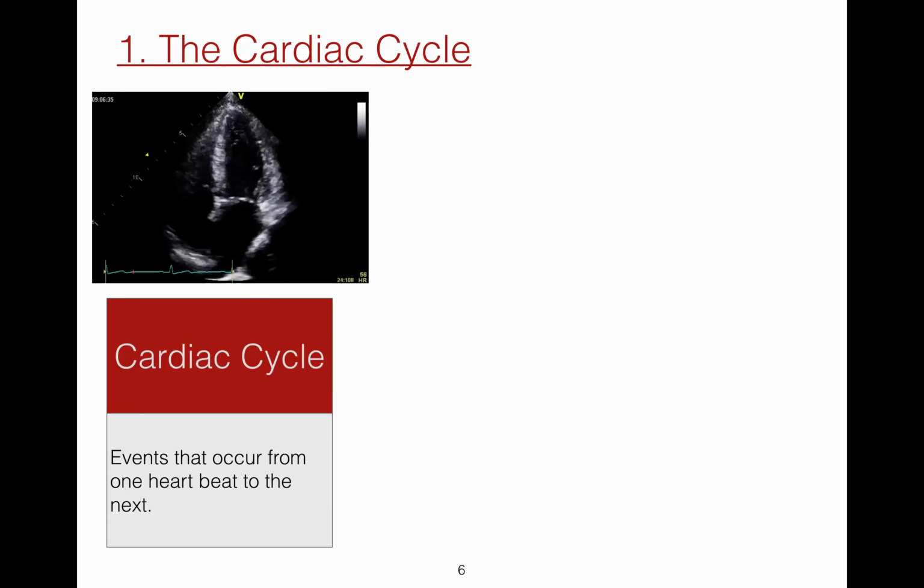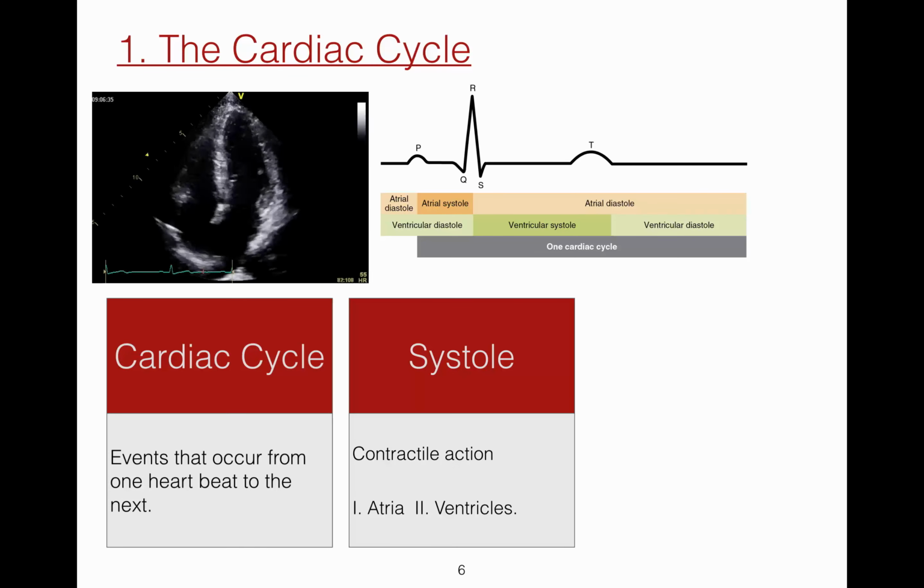The term used to describe the events that occur from one heartbeat to the next is the cardiac cycle. Systole is a Greek word that refers to the period of the cardiac cycle during which the heart contracts. Both the atria and ventricles have systolic phases. In a heart beating at 70 beats per minute, atrial systole lasts about 0.1 of a second and occurs prior to ventricular systole. Ventricular systole normally lasts around 0.3 of a second.